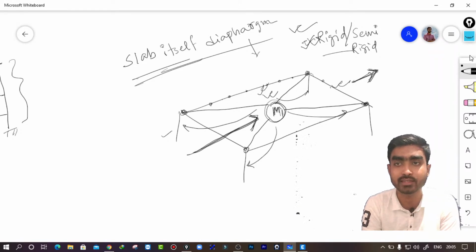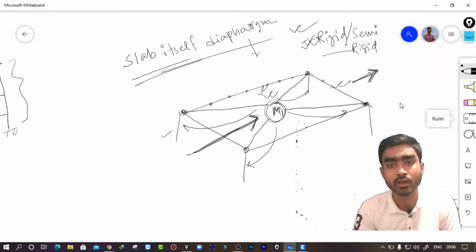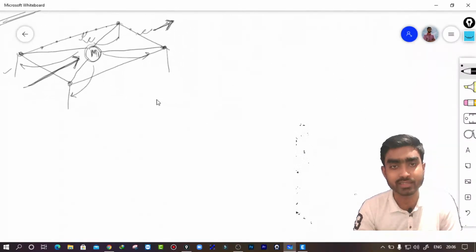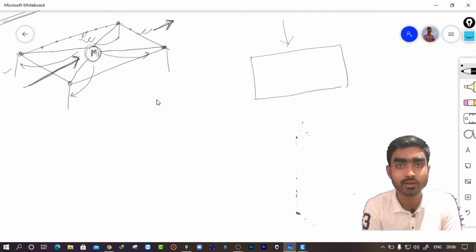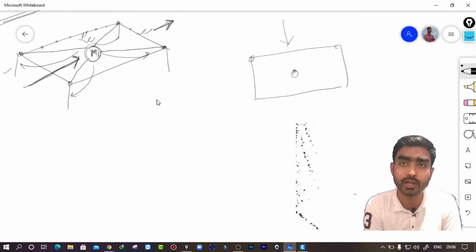Now when we should consider the rigid diaphragm, the basic concept is when you have a regular shape of structure, suppose this rectangular structure, right? This is a regular structure. Whenever you are giving a load, all the points tend to move together.